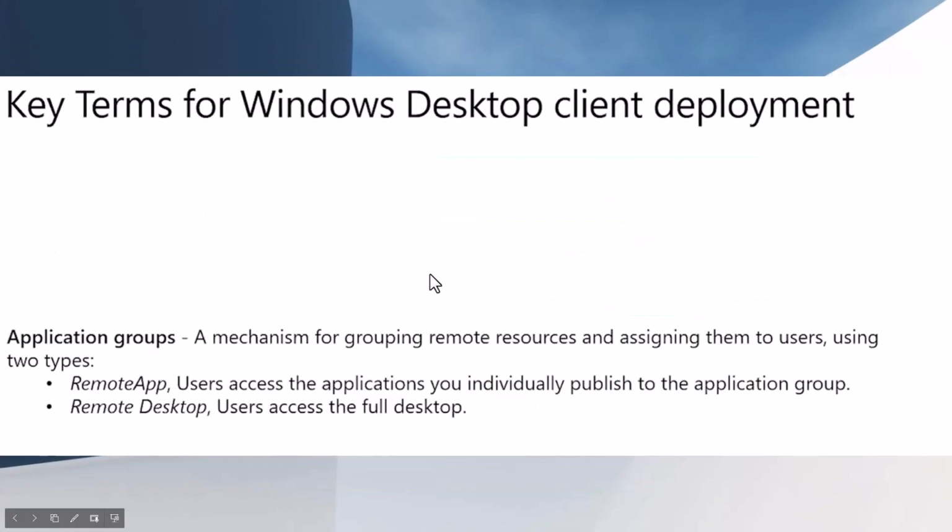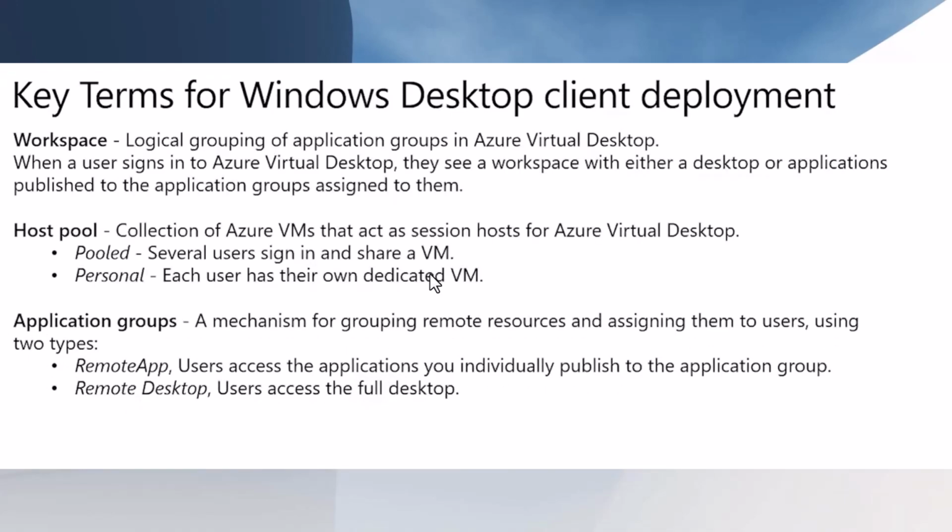Okay. So the key terms of the Windows desktop client deployment: application group, RemoteApp or remote desktop. Key terms for the workspace, you already saw that: host pool, application group. You can read through this. This is self-explanatory, but we already discussed this.